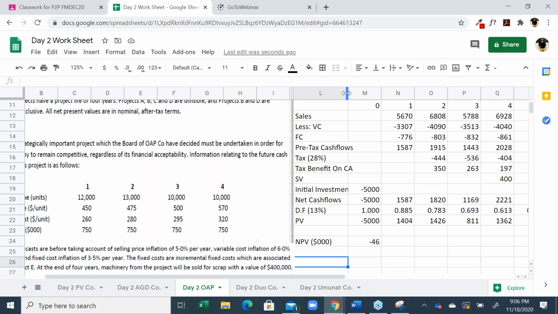But what should we say after but? But the board has decided that it has to undertake this project irrespective of its financial acceptability. So we can have a comment that on financial ground this project is not acceptable, but since the board members have already decided about the fate of this project, therefore it should be undertaken.